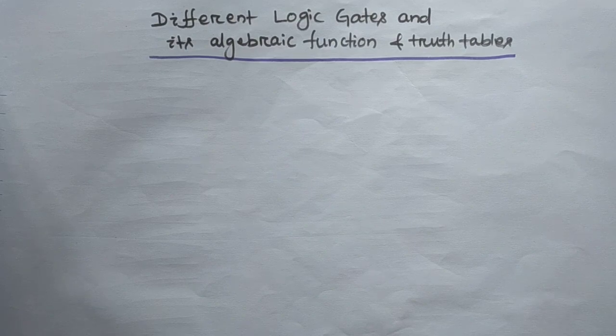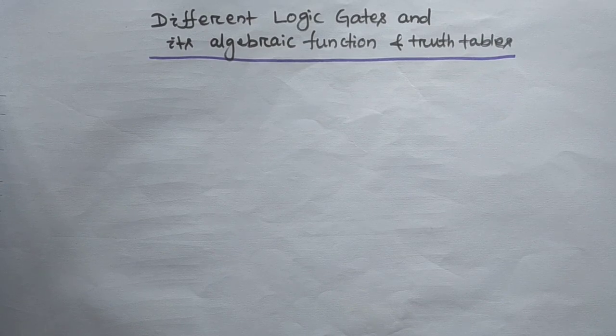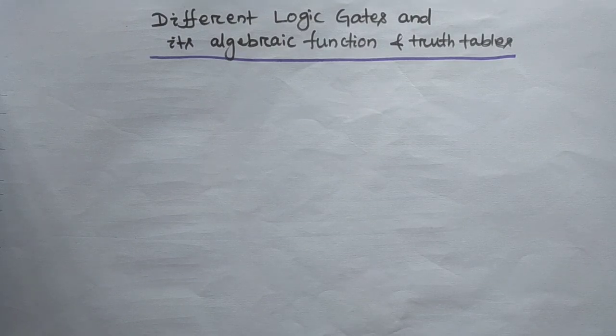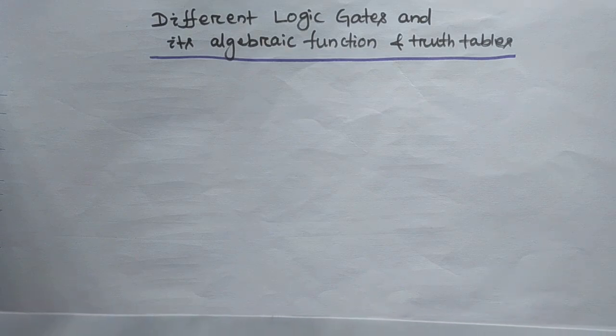Today I will discuss different logic gates, their algebraic functions, and their corresponding truth tables. Whenever you discuss the hardware components of a computer system, the most important part of the computer system is defined through different logic gates. So logic gates are a very important part of the block diagram of a computer system. So here is what logic gates are.